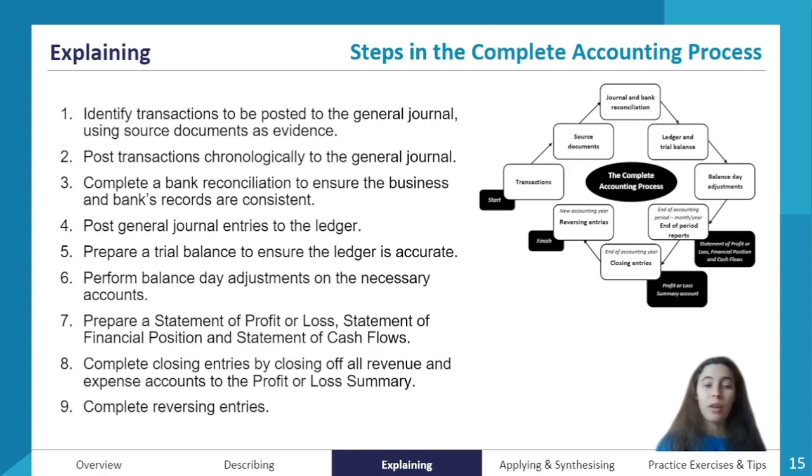Step 5 is performing your balance day adjustments on the necessary accounts. And step 7, we're now nearly at the end here. You've got all of your fully classified statements. Then you've got your closing entries, and this is about closing off to the profit or loss summary, and then your reversing entries at the finish there.